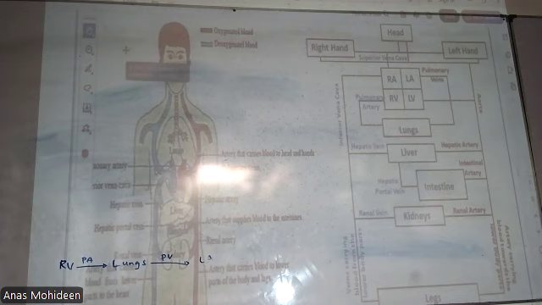Can you see the connection here by the artery? When the artery and the veins are connected to the heart, then the others will be connected.